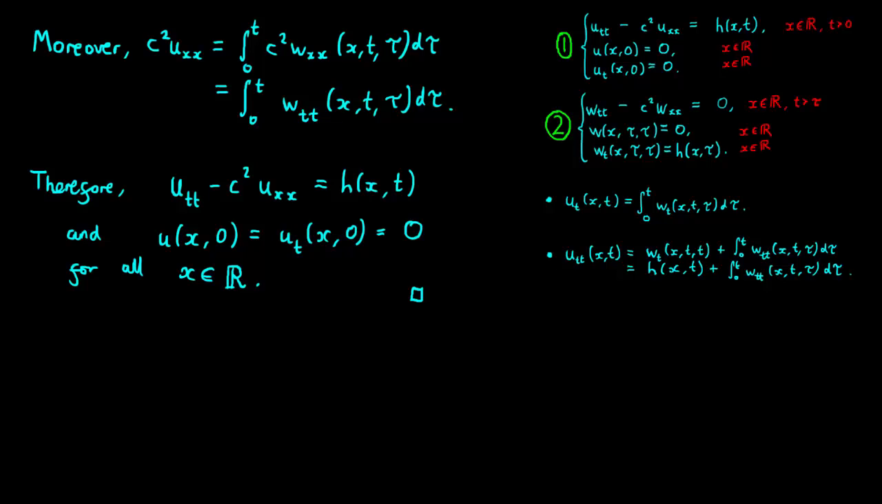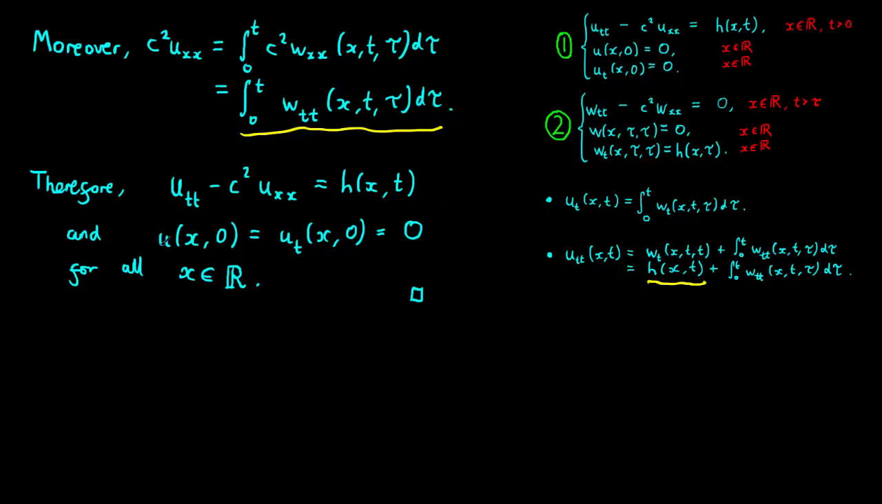So what can we say about u_tt minus c squared u_xx? Well, if we look at our expression for u_tt, we've got h of (x, t) plus this integral of w_tt d tau. And then if we subtract c squared u_xx, that's subtracting this expression up here, which is just the integral of w_tt. So u_tt minus c squared u_xx will give us h(x, t) plus this integral minus this integral. So those integrals are going to cancel, and we're just going to get that u_tt minus c squared u_xx is equal to this function h.